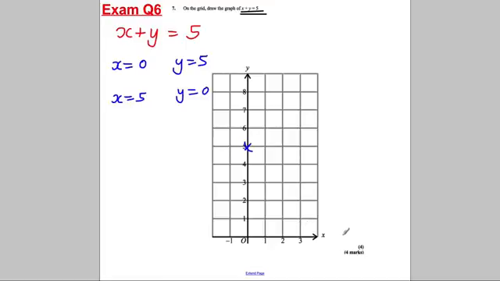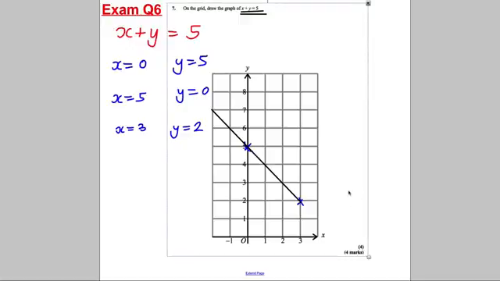Now the problem is 5's not on my scale, so I have to find another one. Can I find an x and a y that work? Well, imagine if x was 3, y would be 2 to add up to 5. So 3 with 2. And there we go, I've got 2 points, and therefore I've got myself the line that I'm looking for. And we're done for this video.